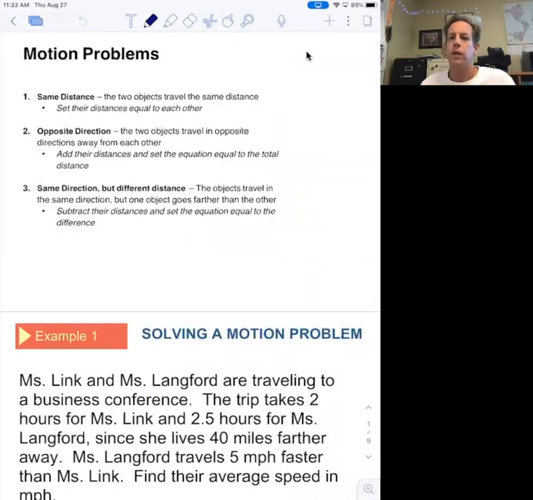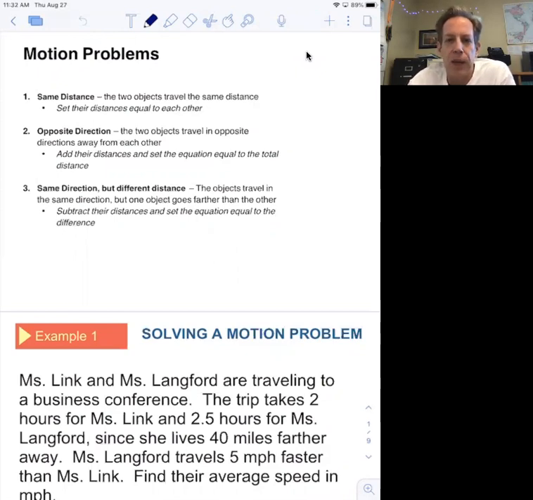All right, so this video is for motion problems in section 1.2. In this problem, really what we're going to be doing is comparing two different objects, usually they're people, and comparing how they move, okay? As we go through these motion problems, I just want to start by going through the three different scenarios that we're going to have. It'll make more sense, I think, as we go through problems.